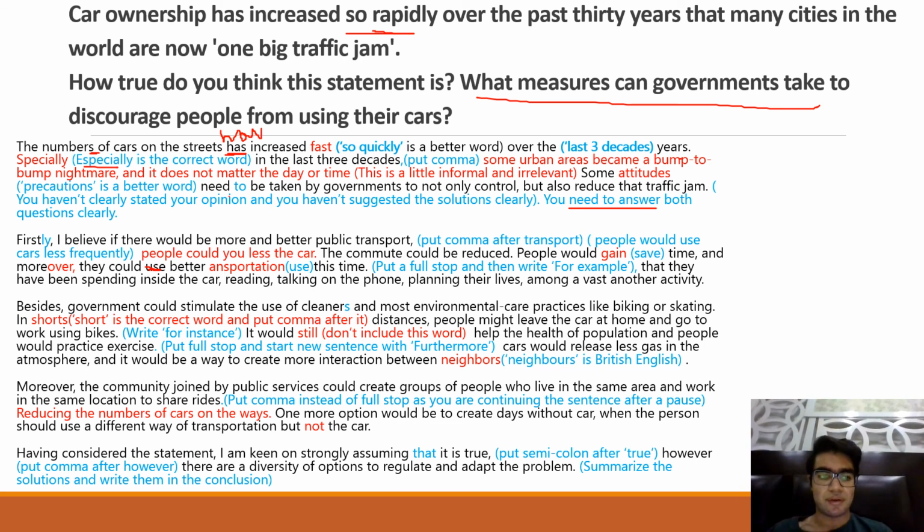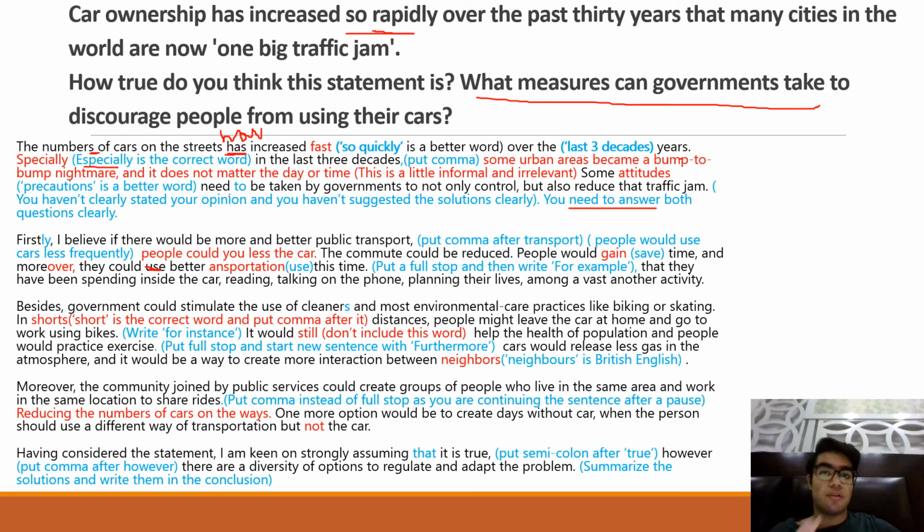Then you said "besides". Okay, this is a good word to use. "Besides", you put a comma. It's a good word. "Besides, government could stimulate the use of cleaner and most environmental care practices like biking or skating." Instead of saying "cleaner", you should say "cleaners". You should use the plural form, because we won't be needing one cleaner, we'll be needing lots of cleaners. Then you said "in short distances, people might leave the car at home and go to work using bikes". Say "in short distances", not "shorts". In short distances, and put a comma after "distances", because you're giving it a pause.